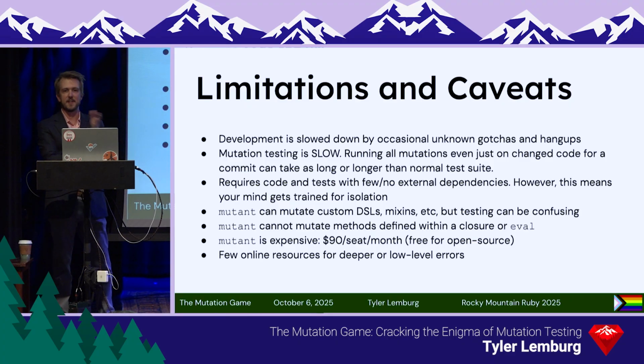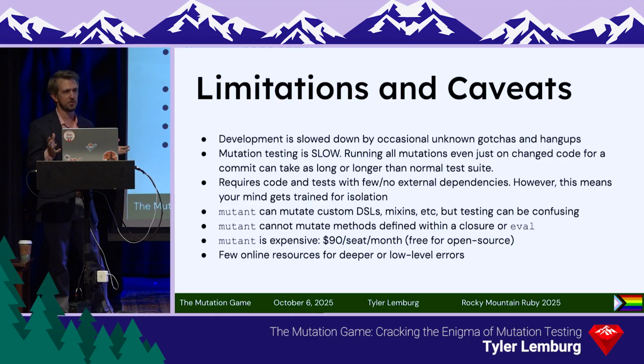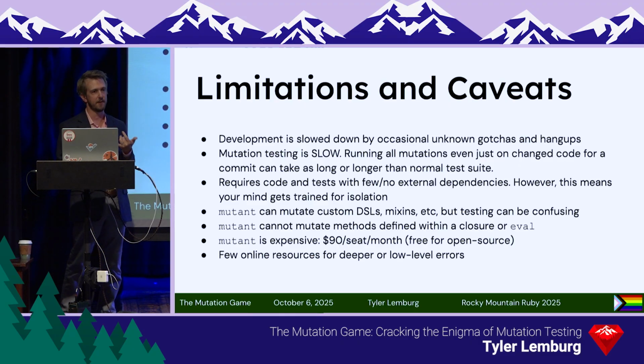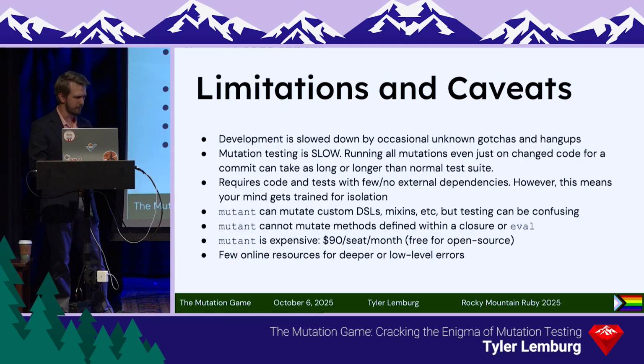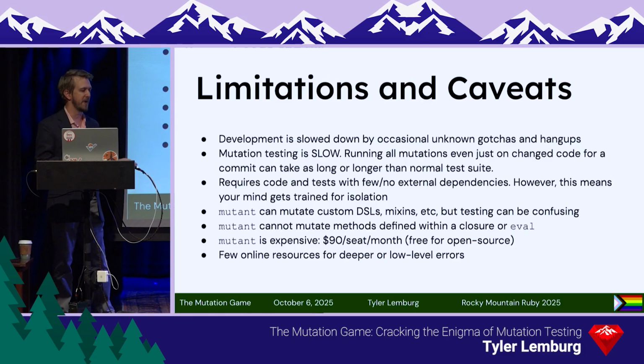The recommended way to run it on your commit is to only run it on changed code and changed tests, so that you don't have to mutate your whole code base every time. But even doing that on just changed code can take longer than your normal test suite. Generally, you want to write your code with fewer external dependencies, and your tests too. Your mind kind of gets trained for this, but it does require a different paradigm of thinking when you're writing your code.